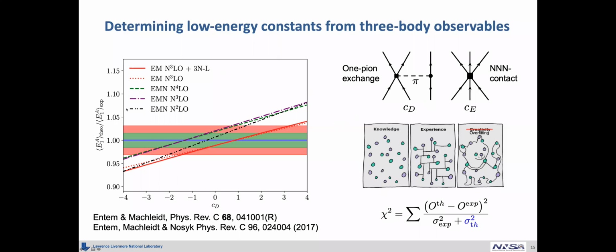So what I'm showing here on the left is the ratio of our calculation versus the experimental half-life for the triton with various values of CD. And you can focus on the red line, for example.